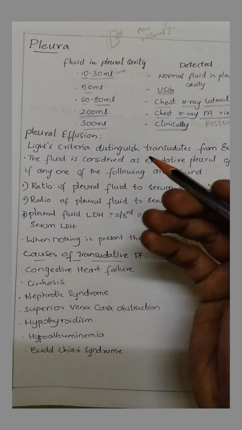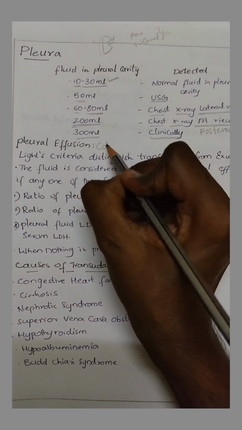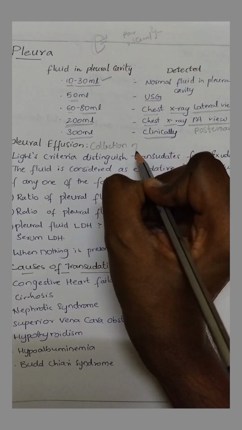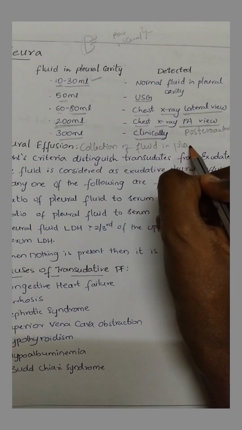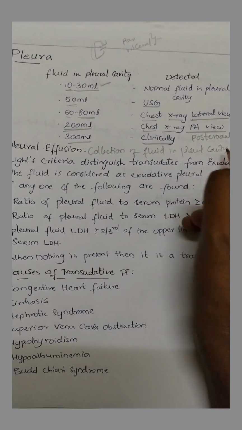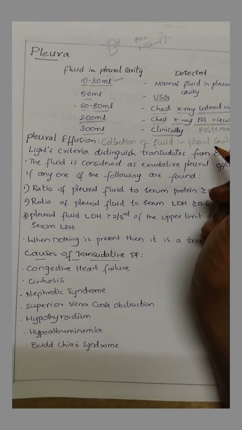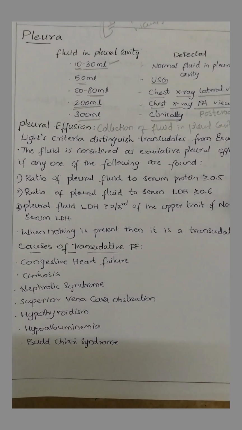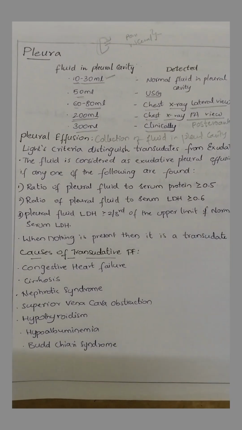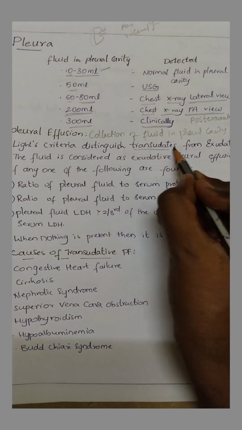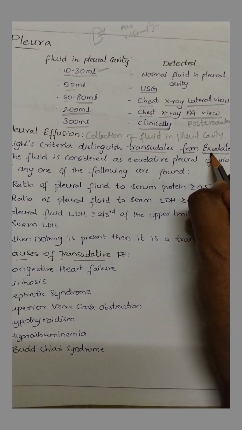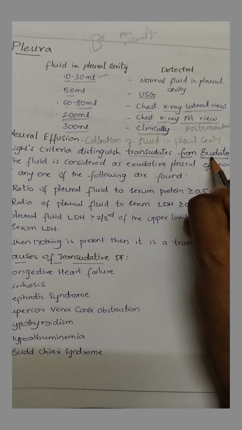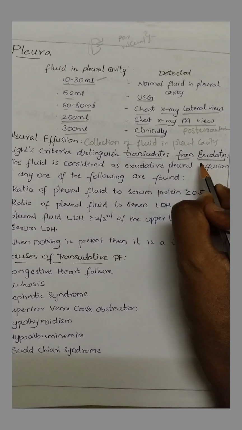In this video we will also discuss pleural effusion. What is pleural effusion? Pleural effusion is nothing but collection of fluid in the pleural cavity. Depending upon whether it's a transudate or exudate, we have Light's criteria to distinguish the transudate from the exudate. Transudate means watery fluid, and exudate means some kind of cells or pus is present in this fluid, which is making it an exudate.